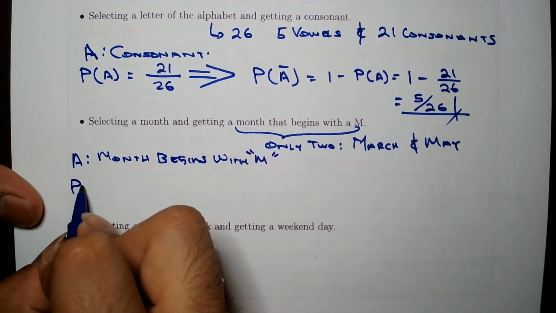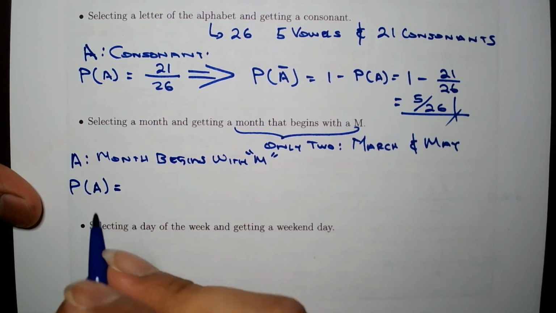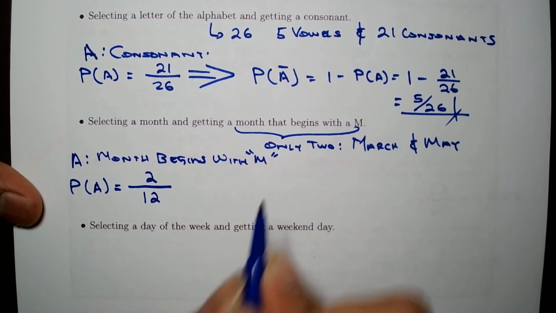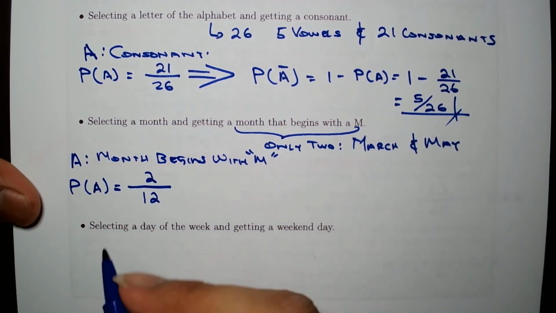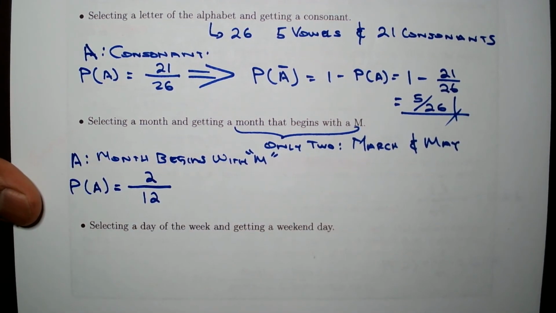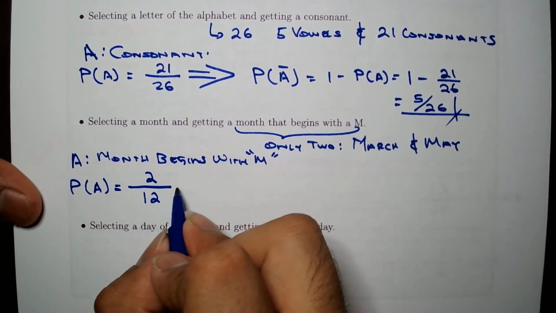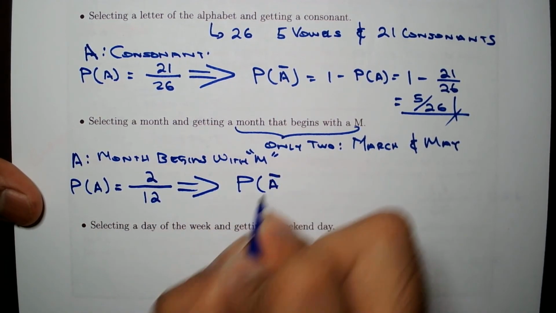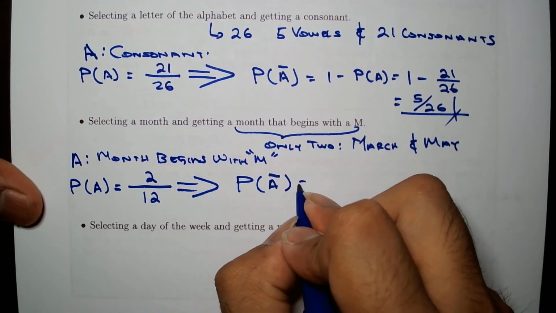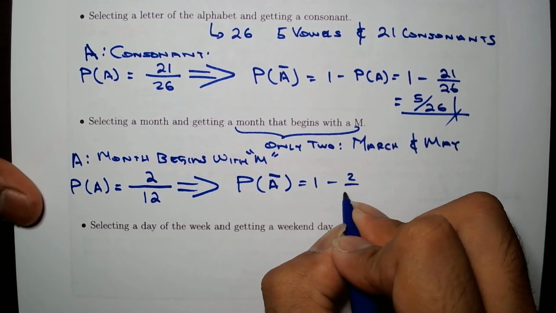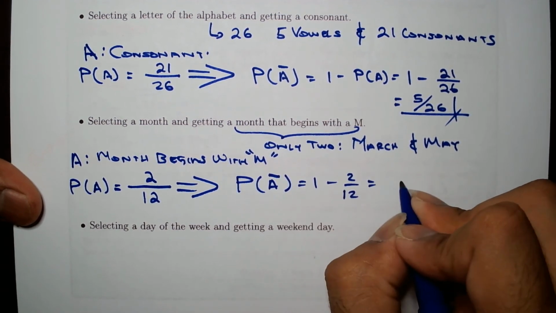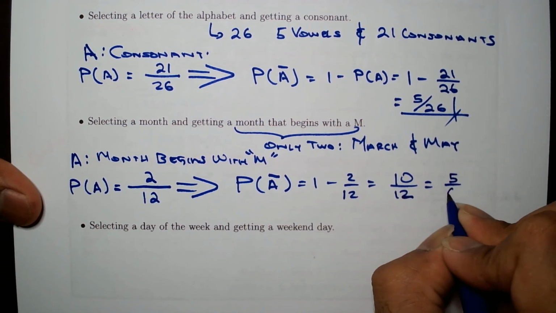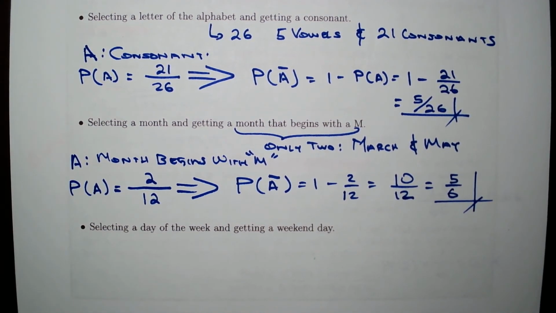So the probability that event occurs, out of the total number of months in the year, which is 12, only 2 of them begin with an M. Let's leave it like this. I'm not going to simplify this, because it's going to make our calculations easier when we calculate the probability of the complement. That's 1 minus 2 out of 12, which is 10 out of 12. But in this case, this reduces to 5 over 6.